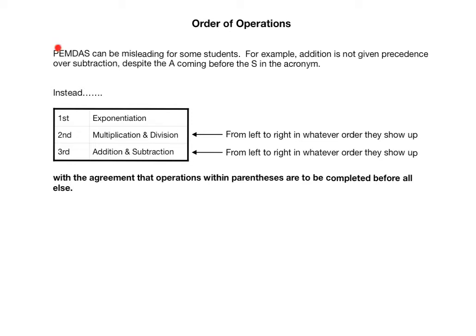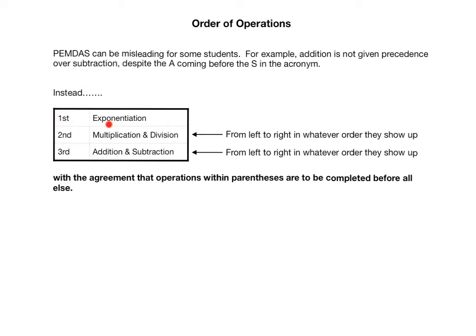Another way it can be misleading is this P. When parentheses are used as an operation, that's specifically the operation of multiplication, but that's not what's meant here. What's meant by this is if there is an operation set off inside of parentheses, then you need to do that first. So this is a misleading acronym for many. So instead, we are going to simplify the order of operations a bit and get some practice with it while ignoring this PEMDAS acronym. There are 3 tiers to the order of operations.